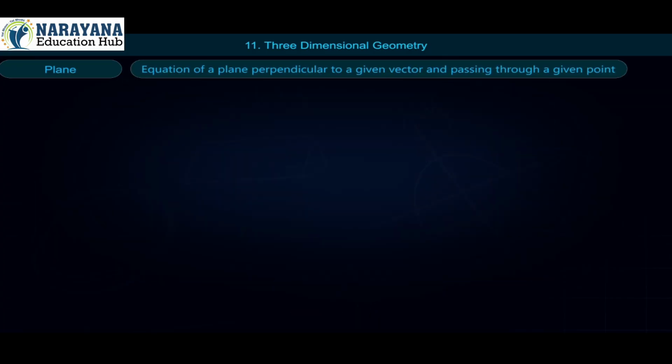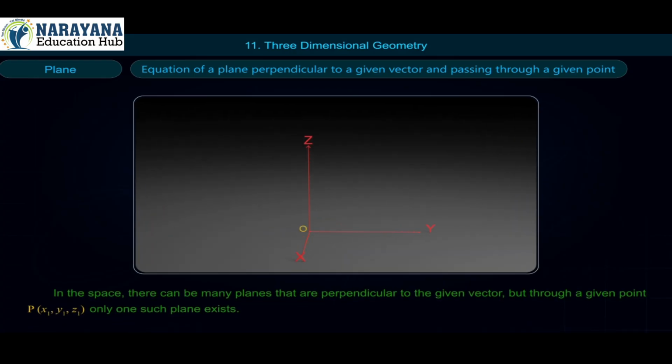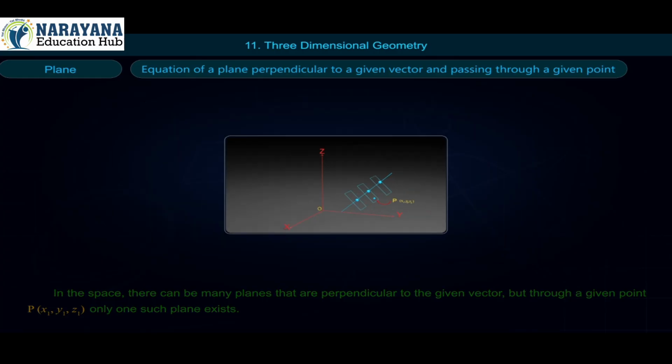Equation of a plane perpendicular to a given vector and passing through a given point. In space, there can be many planes that are perpendicular to the given vector, but through a given point P(x1, y1, z1), only one such plane exists.